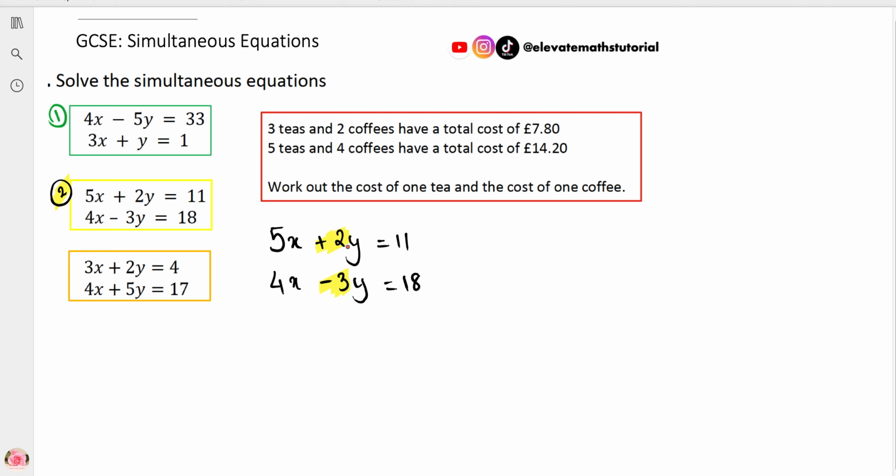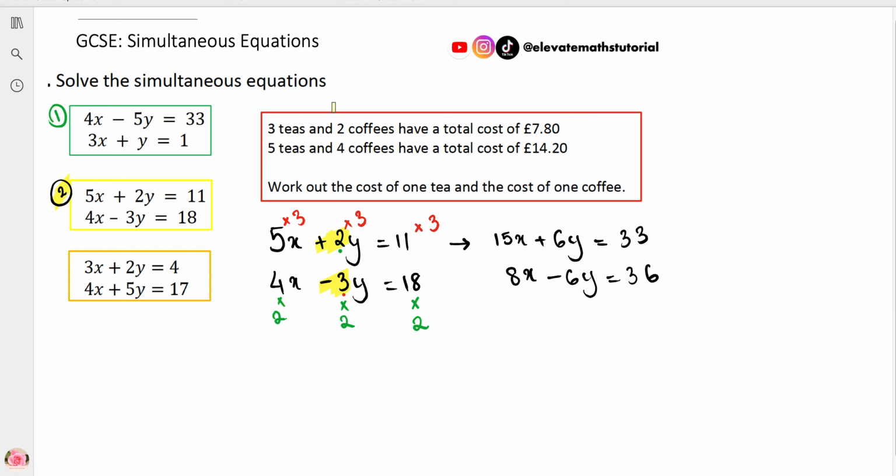So you're taking this term and multiplying everything by 3. That number from the term below, what's in front of y here, we are using that to multiply this. And then you're taking this term, taking the 2 here, and multiplying everything by 2. So what would happen then? Let's multiply these out and you will see what's happening. So this is 15x plus 6y is equal to 33. And then the next one is 8x minus 6y, and that's equal to 36.